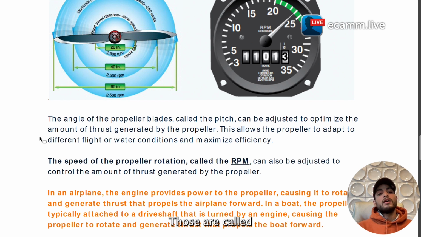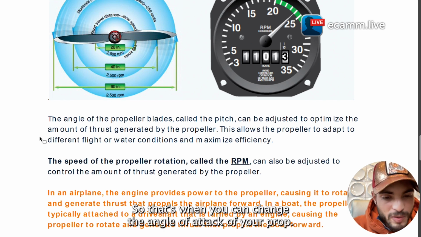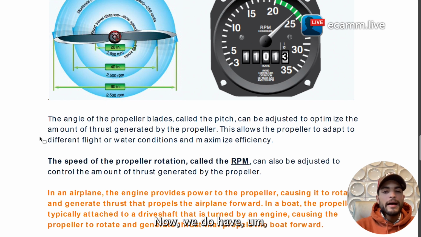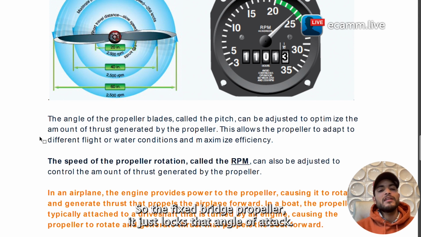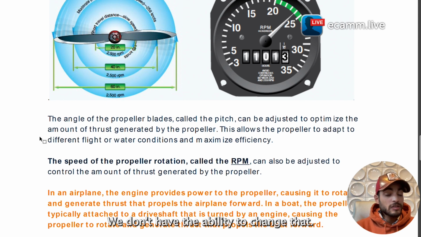Those are called constant speed propellers. So that's when you can change the angle of attack of your prop. Now we do have constant speed propellers, and then we also have propellers that don't change the angle of attack, fixed pitch propellers. So the fixed pitch propeller, it just locks that angle of attack. We don't have the ability to change that.